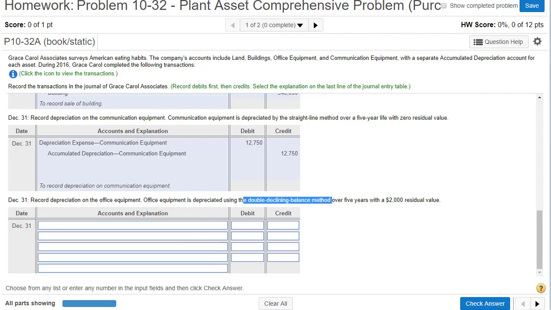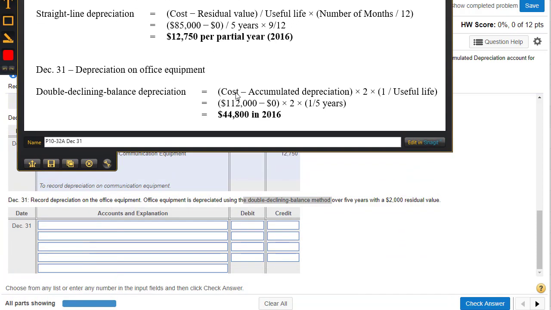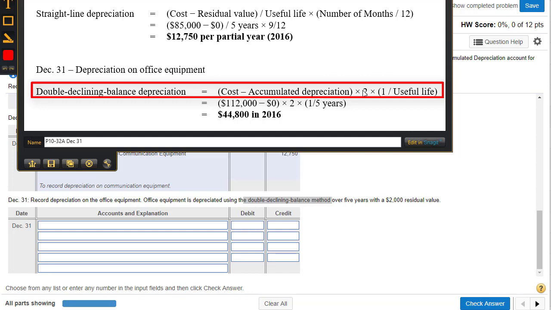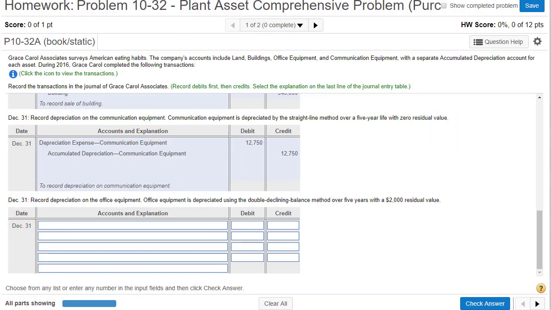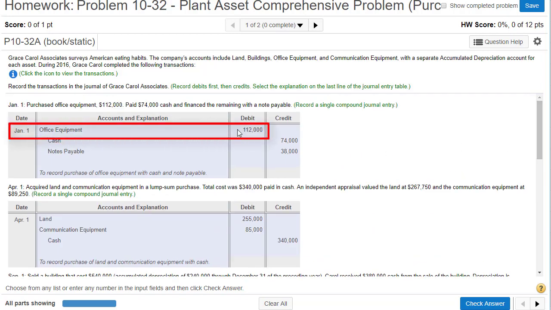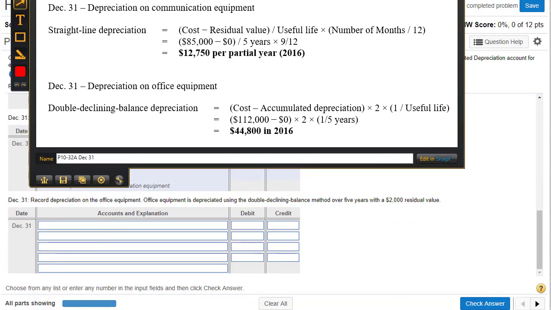So we need to remember what the formula is in words. And that is cost minus accumulated depreciation times 2 times 1 divided by useful life. And it says the useful life is 5 years. So the cost, according to my instructions, are $112,000. I want to show you where we got that from. So I get the cost of the office equipment from up here, $112,000 that we got on January 1st. And it's 5 years for the useful life.